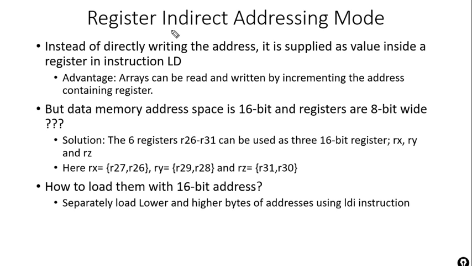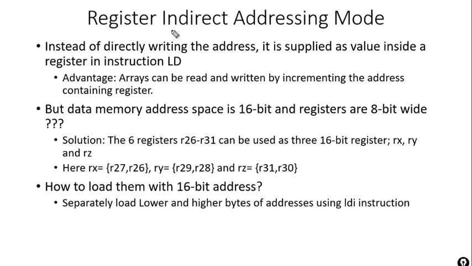Here, the address from where we need to read or to where we need to write is inside a register. So that is why we can conveniently use it with arrays. There is one more complication with it. We note that the data memory address bus is 16-bit. So the address that we need to write in a register must also be 16-bit. And all the registers are 8-bit wide. So what is the solution for that?